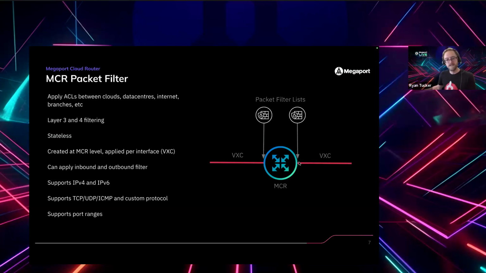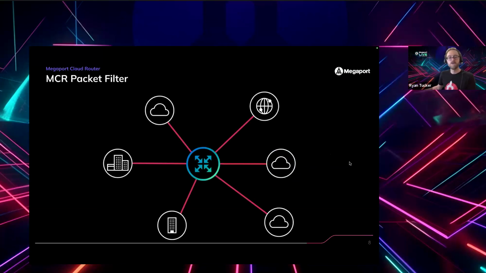This particular scenario might not be immediately obvious as to why you would want this, but when you start to think about MCR sitting in the middle of a lot of different things, it becomes clearer why you would potentially want some control over exactly what can talk to what. So in this little example, I've got an MCR sitting in the middle, connected off to 3 different cloud environments, also connected to a data center and to a branch and to the internet.